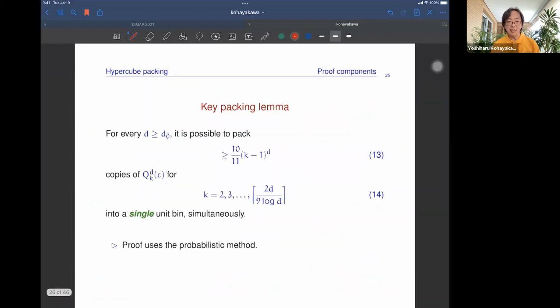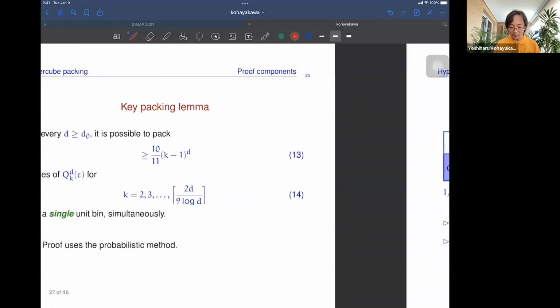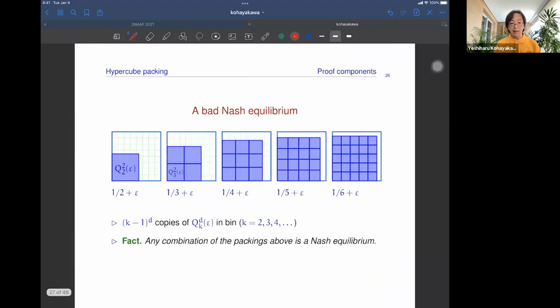But anyway, so this is the lemma. And to prove that all these cubes fit into one bin, you can use the probabilistic method. So maybe I will be able to say a little bit about it, but we'll see. Now, we want to use this lemma to prove that there is some bad Nash equilibrium, and we want to use this lemma to prove that there is a bad instance for the online bounded space bin packing problem.